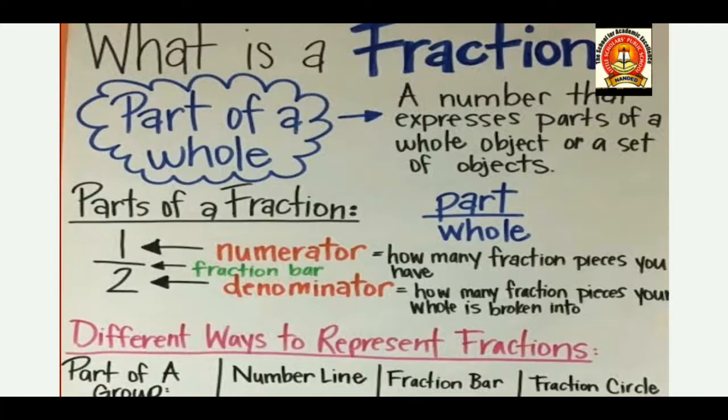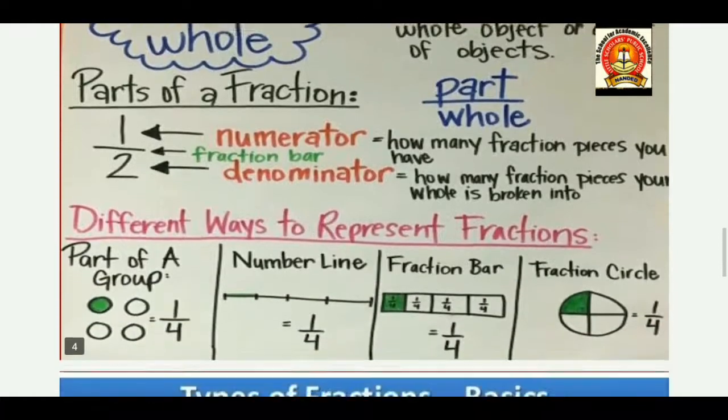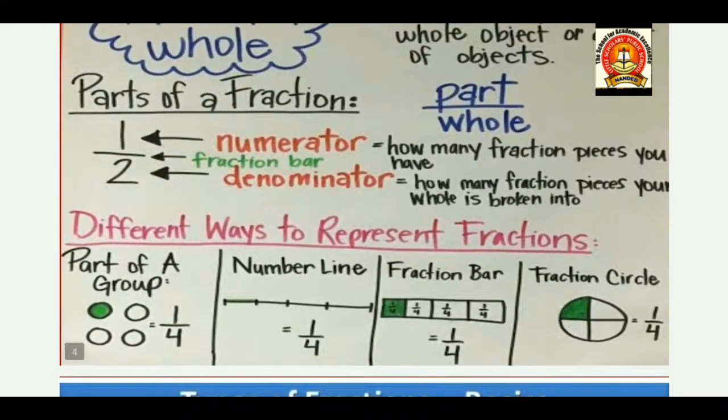So numerator is what? How many fraction pieces you have, and the denominator is how many pieces you are going to divide the whole into. The whole is broken. You can remember, for example, part of a group, like 1 upon 4, 1/4 part. On a number line, you can say 1 upon 4. In a fraction bar, you can write 1 upon 4. In a circle also, you can say 1/4 part. You can represent fractions in different ways graphically, through diagrams also.